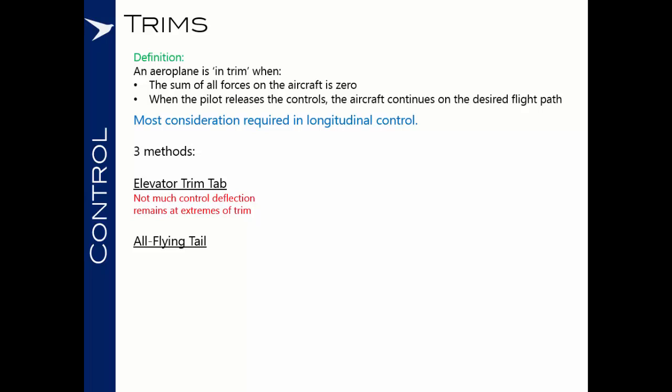The second main method of trimming is an all-flying tail. The all-flying tail is a very powerful control surface, and the trim in this case is set by moving the entire control surface to a new neutral position.